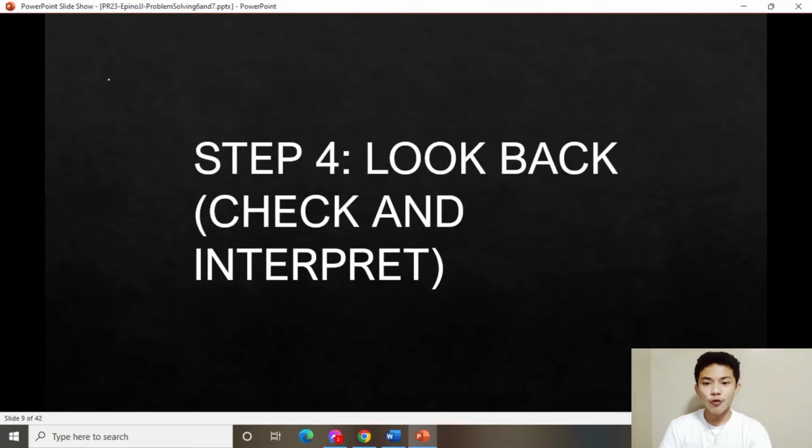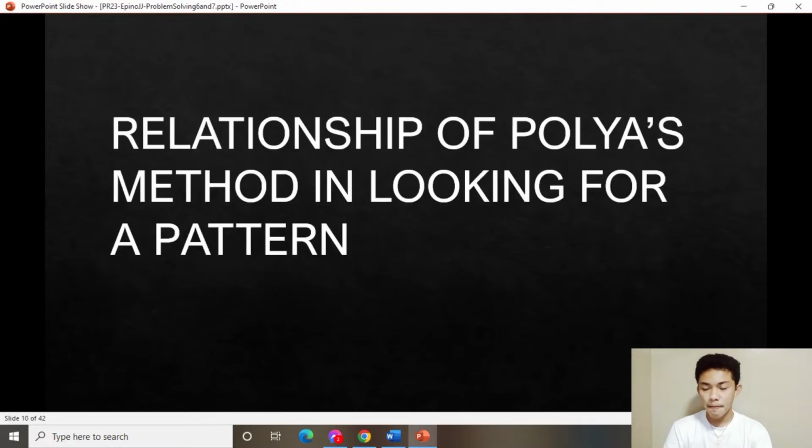Step 4, look back or check and interpret. You may be familiar with the expression, don't look back. In problem solving, it is good to look back, check and interpret. Basically, check to see if you used all the information and that the answer makes sense. If your answer does check out, make sure that you write a final answer with correct labeling.